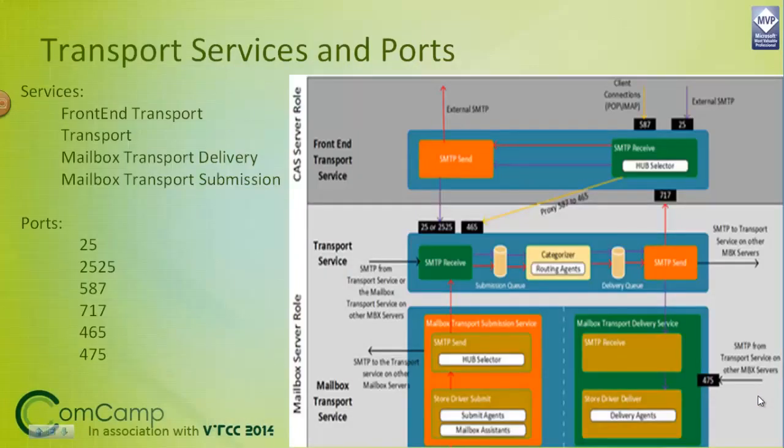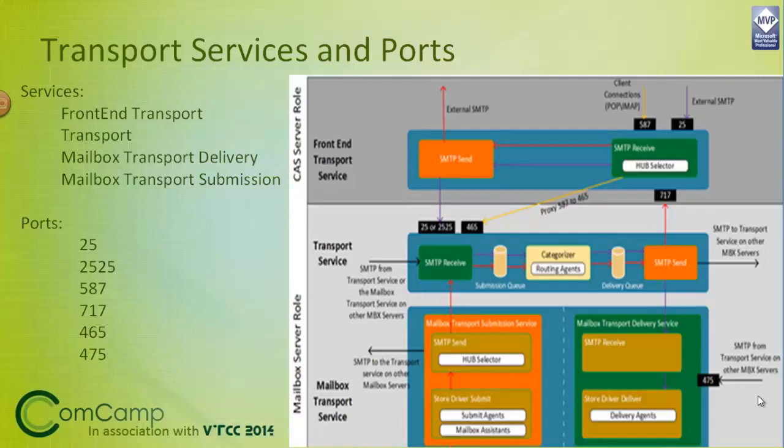Transport services and ports. As you can see, we have four services. In the architecture it looks like there are three services, but when you go to the server physically, you'll find there are four transport services: front-end transport, transport, mailbox transport delivery, and mailbox transport submission service. Let us understand more about the services and ports of Exchange 2013 transport.